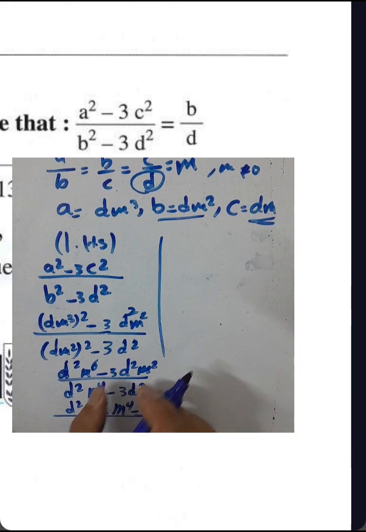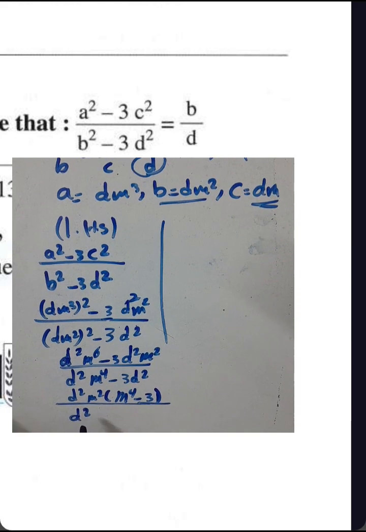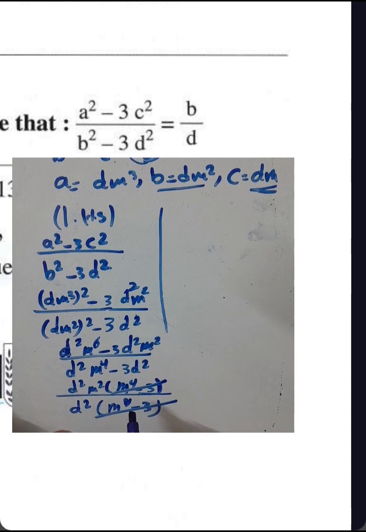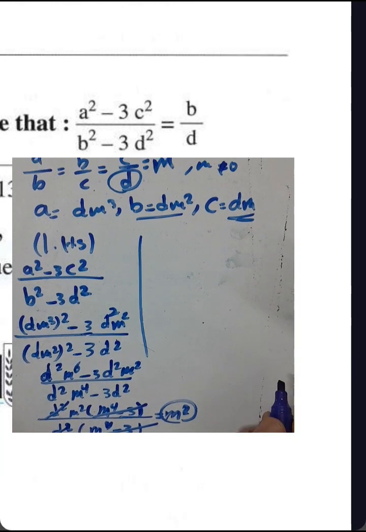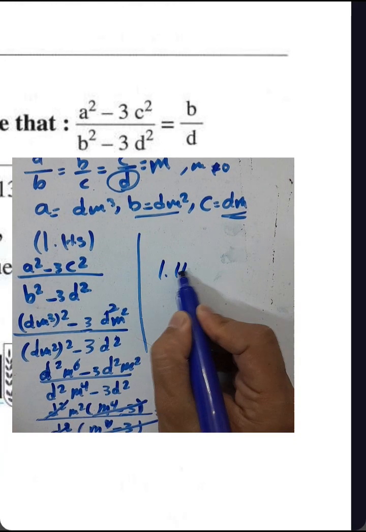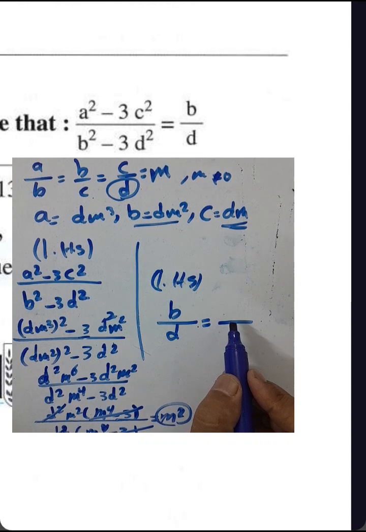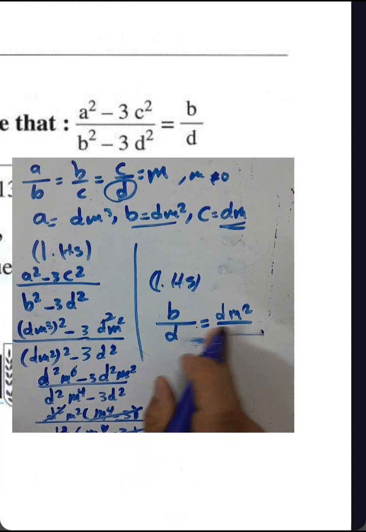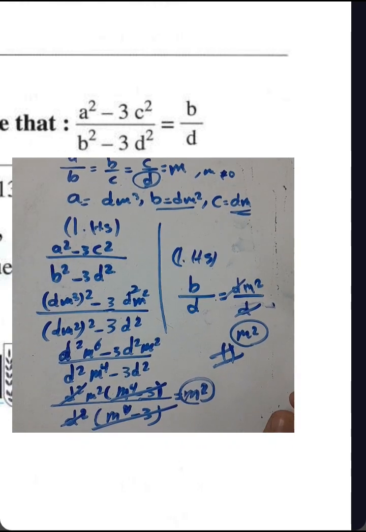Okay, this term divided by this term, the result will be 3. And write in the numerator d squared as the highest common factor between them. The result will be m to the power 4 minus 3. You can cancel this expression by this expression, d squared divided by d squared is 1. The result here will be m squared. Okay, and right hand side here, he gives us b over d. b here equals dm squared over d. You can cancel d by d, then the result will be m squared. The left hand side equals the right hand side equals m squared.